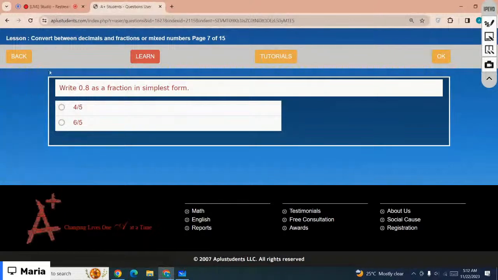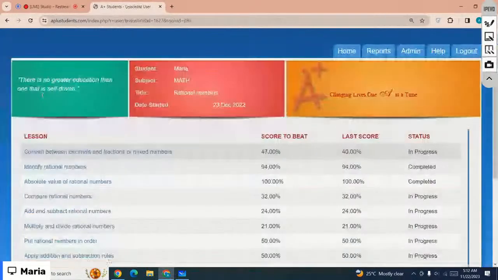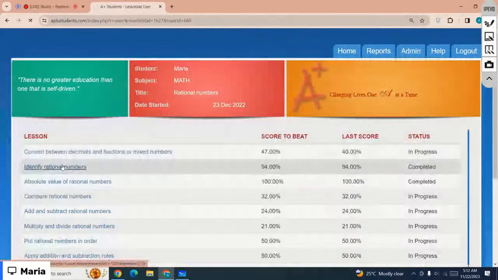Okay, you can complete the lesson by yourself later today. Let's just move on to the next lesson. And the next lesson is identify rational numbers.